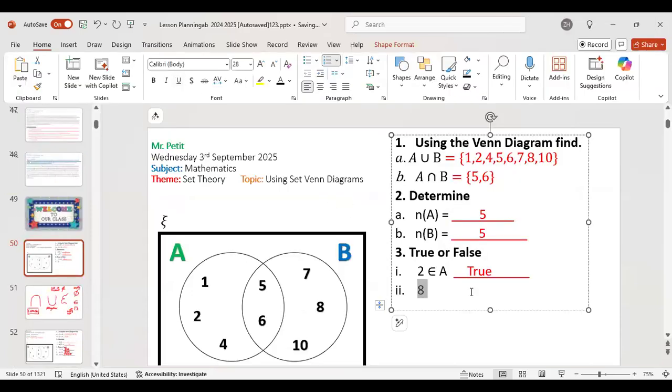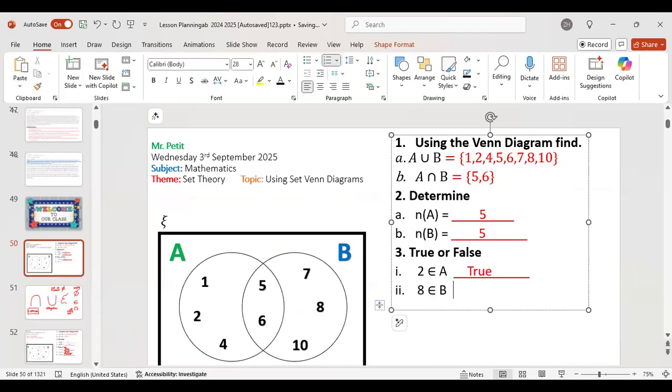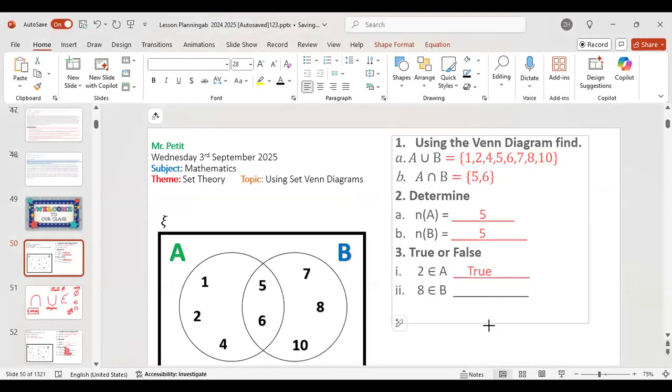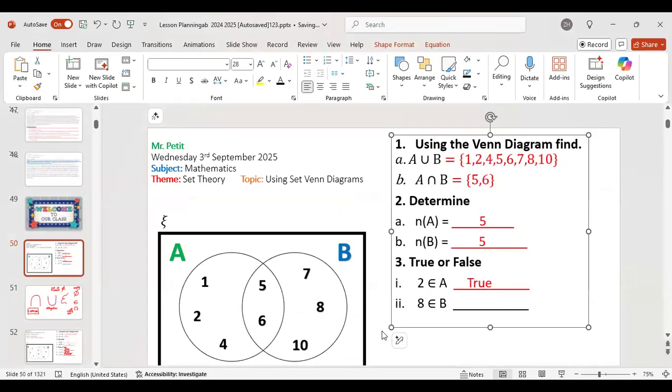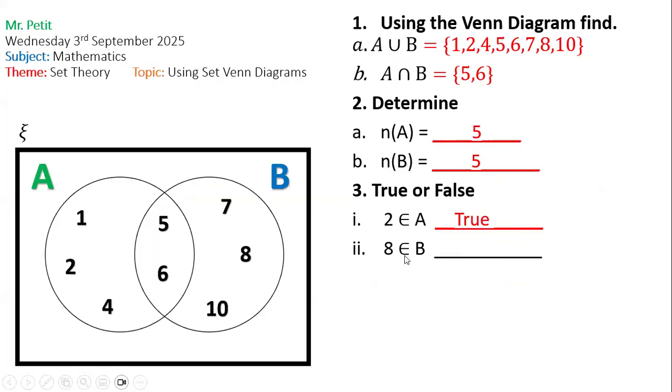Let me underline this. 8, whatever the symbol means, B. Is that true or is that false? True. You want to go with true? Why do you say it's true? Because 8 is an element of B. Say it again. 8 is an element of B.